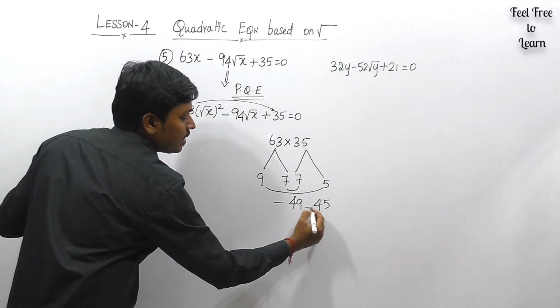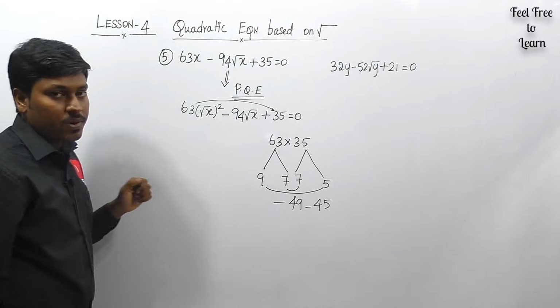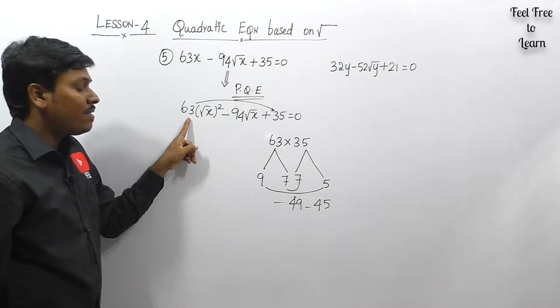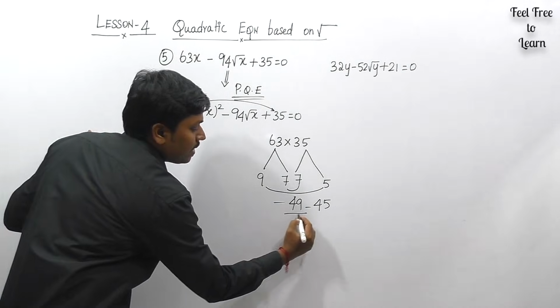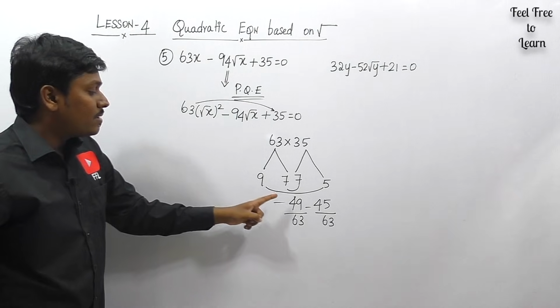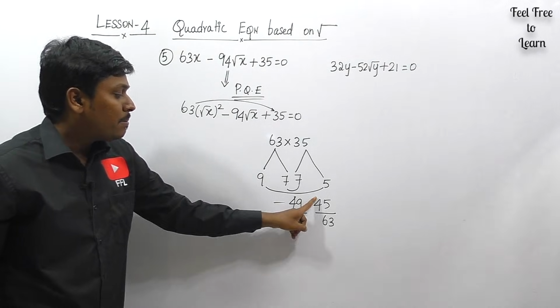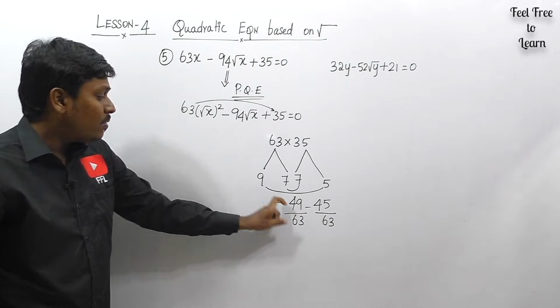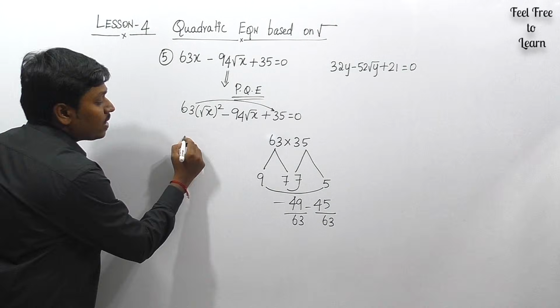So this can be finally written as minus 49 and minus 45, and before root of x square we have a value 63, so divide by 63 and divide by 63. So friends, finally we got a factor that is minus 49 by 63, minus 45 by 63. I think while writing you need to change the sign. We got the value of x.